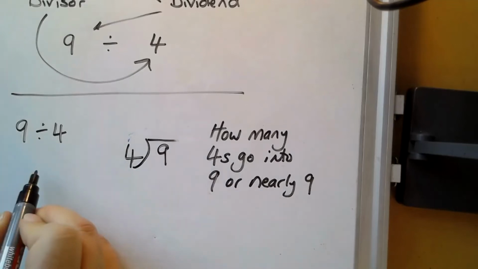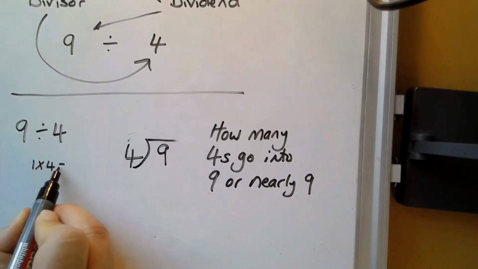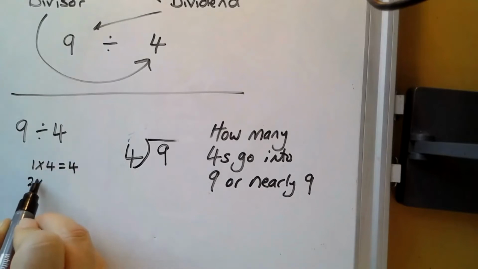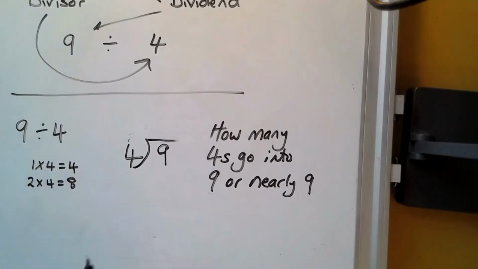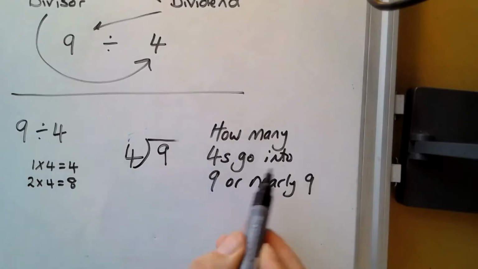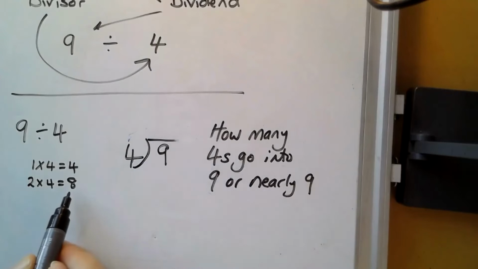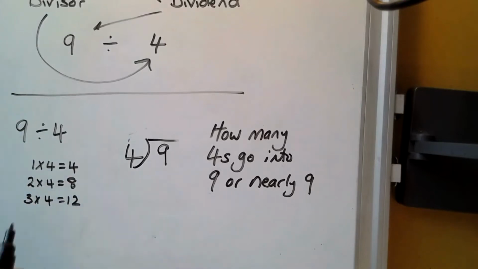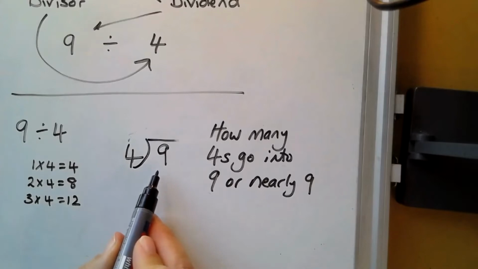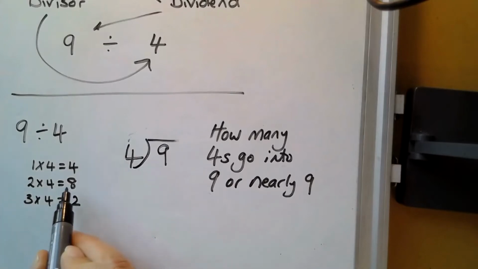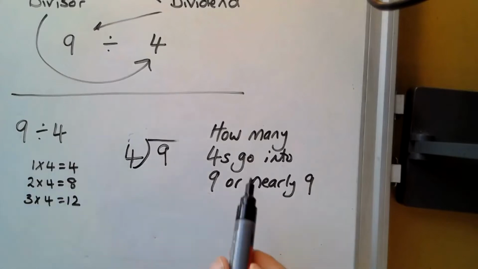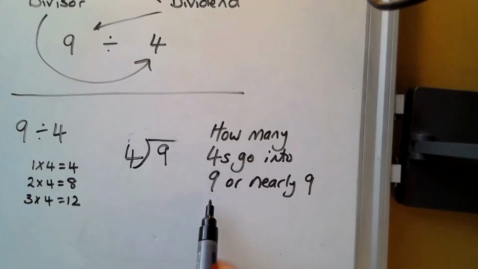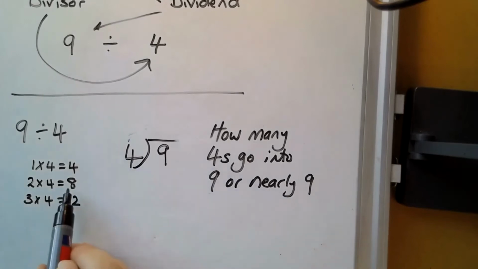The way that I sometimes work that out is to go, okay, 1 times 4, well, that's just 4. 2 times 4, well, that's 8. I'm looking at getting to 9. How many 4s go into 9 or nearly 9? Well, 8 is nearly 9, but let me go one more. Let's see if we go over 9. 3 times 4 is 12, and that's over 9. So the number that I need is the 8, because it is 9 or nearly 9. It is almost 9. So we need the 8.